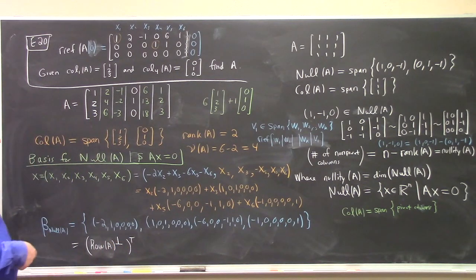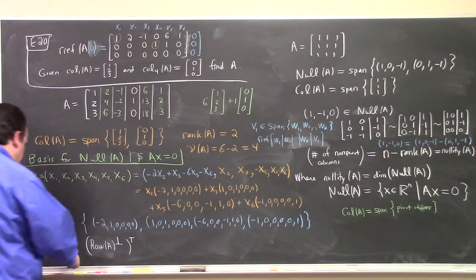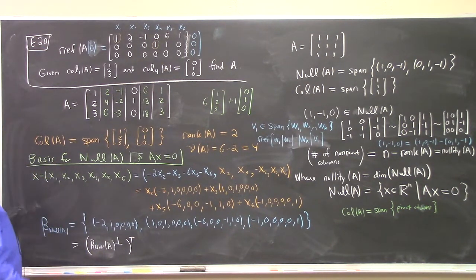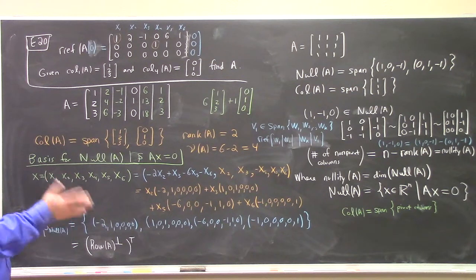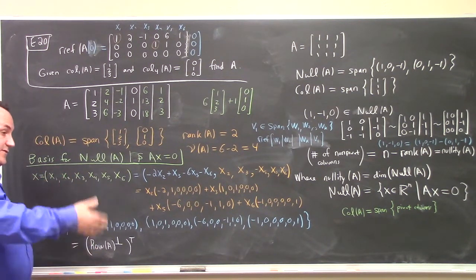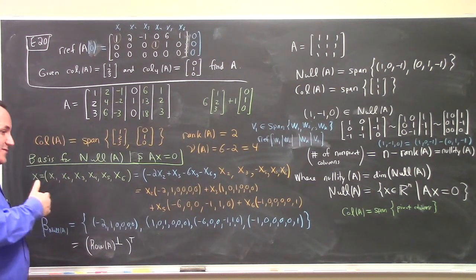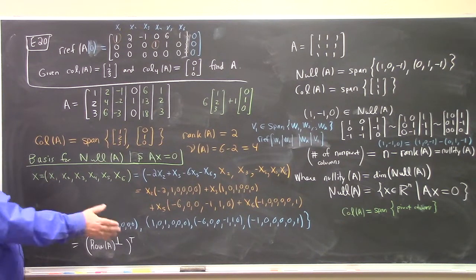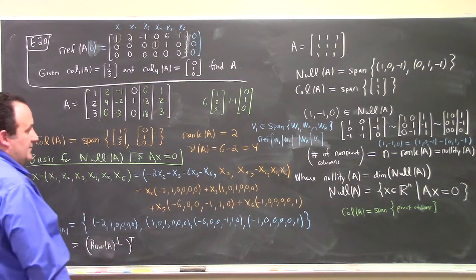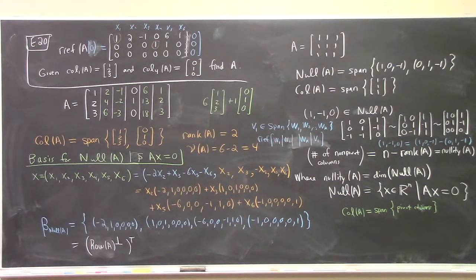You can't build pivot columns from pivot columns, right? If it's a pivot column in the reduced row echelon form, it's not in the span. I mean, what are the pivot columns? They're E1, E2, E3, and so forth. You cannot build E1 from E2, and they are independent. So these are some tricks that I try to teach in linear algebra.